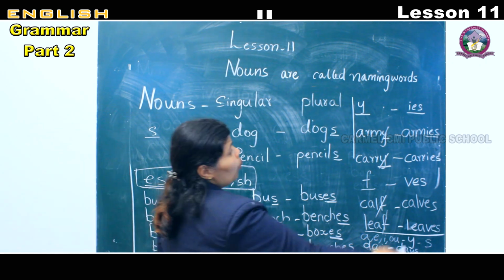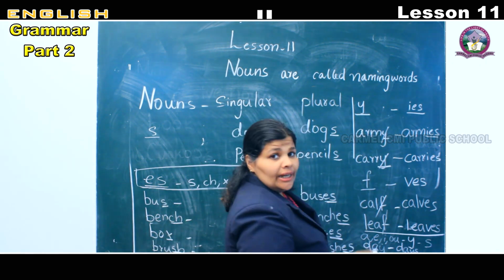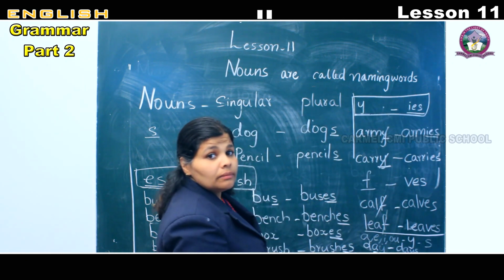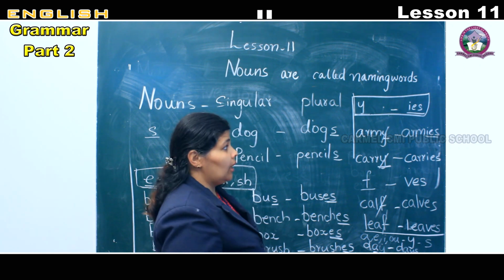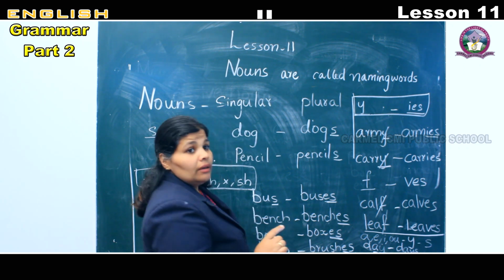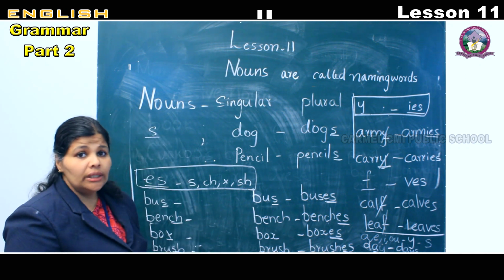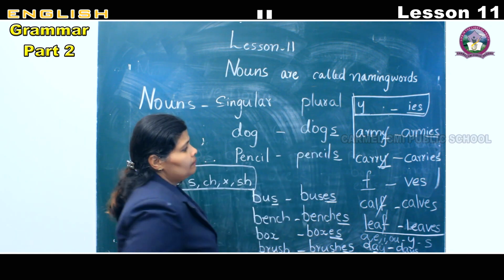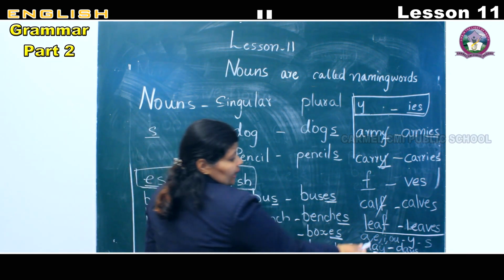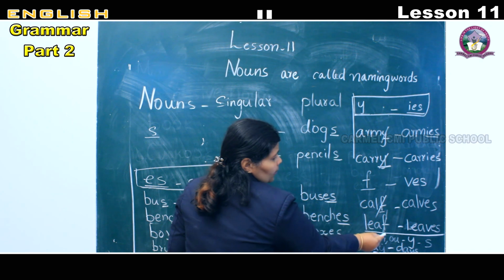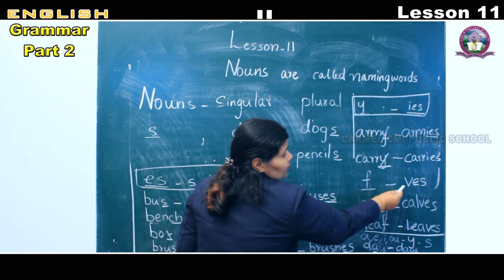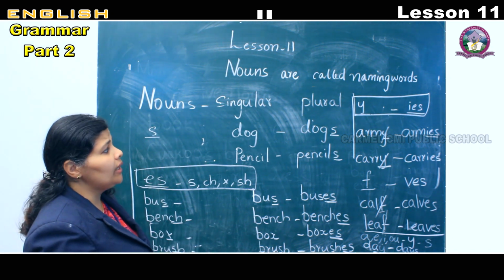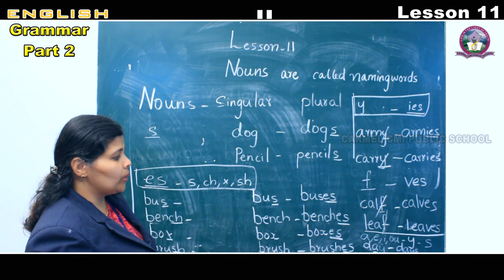Next one, Y. If a word ends with Y, we add IES. Again, point to remember by heart. Y, when it comes at the end of a word, we add IES to make it into plural. Next, a word ends with F, we strike the F and add VES to the word to make it into plural.